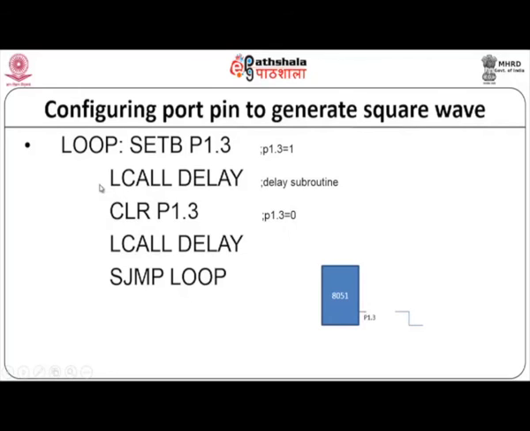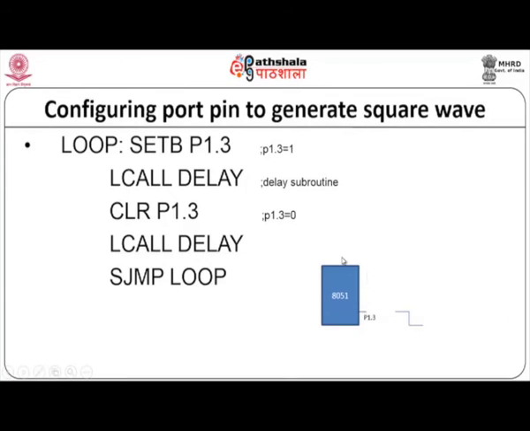So, now it comes over here, again P1.3 is set to 1, and I am again calling a delay. So, the delay is retained for this time, again I am clearing it, that means I am setting it to 0, and retaining it for the same time. Now this gets repeated, because again there is an SJMP loop. This loop keeps rotating indefinitely, that means I am generating square waves continuously.